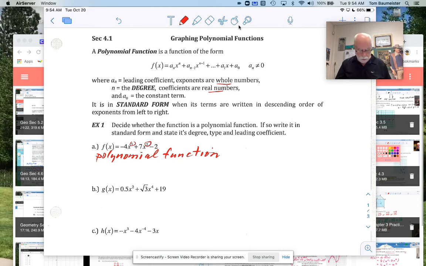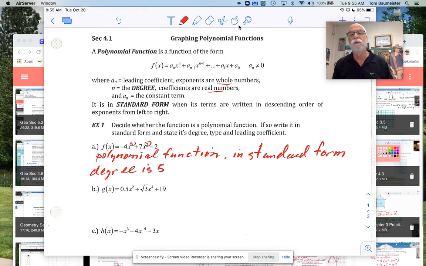Okay. You look if it's in standard form. Are the exponents decreasing in order from left to right? In this case, it is. So you would tell me it is in standard form. Okay. On this one here, the degree is 5.